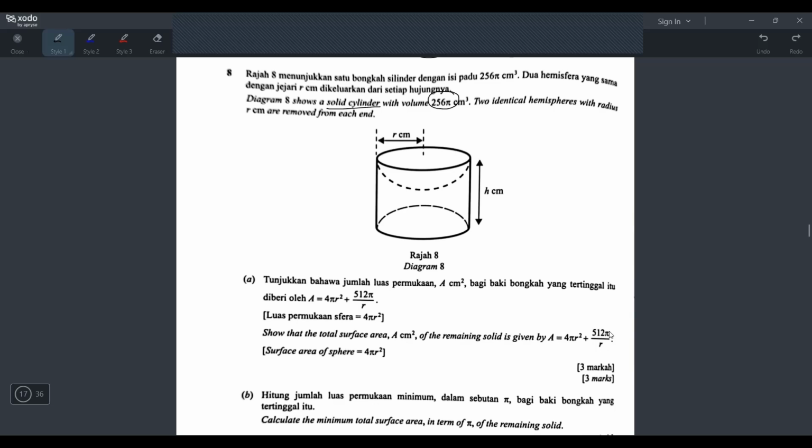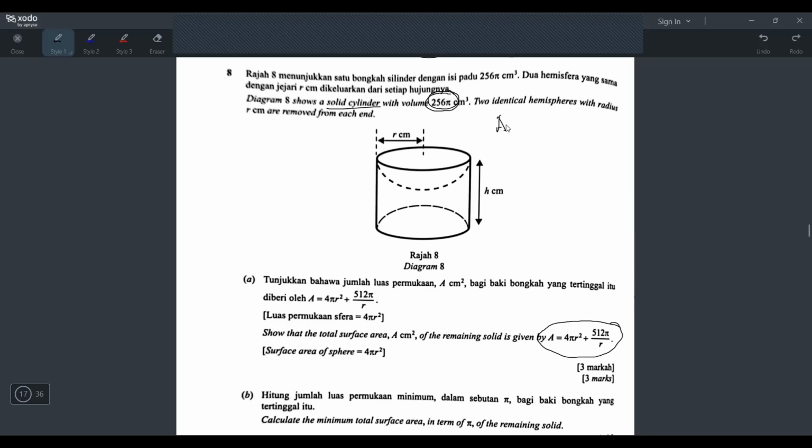If you look carefully, this is the surface area, but it's in terms of r, right? So it means I have to use the volume information to find h. I repeat one more time. They want me to show the total surface area A is equal to this, but it's in terms of r. It means I have to use the volume information here to find h in terms of r first. Because if I straight away find the surface area using the information here, I cannot find it. I will show you.